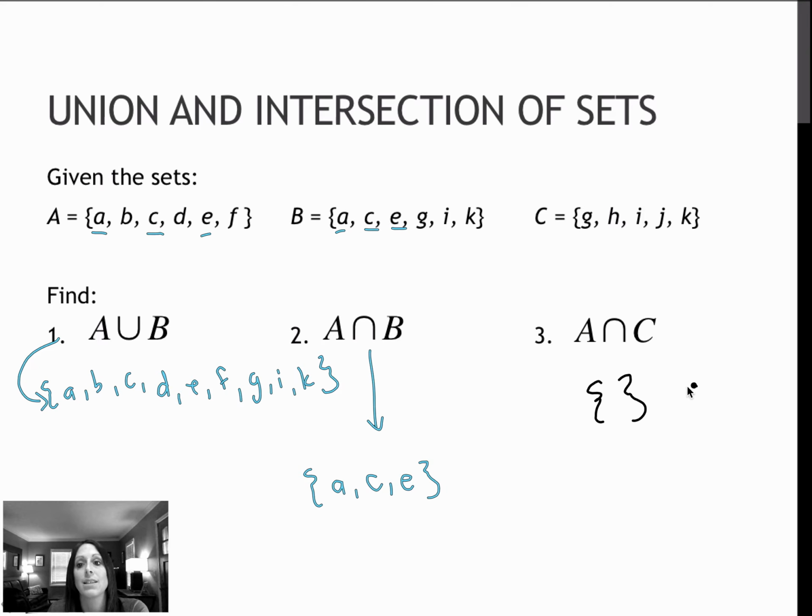So you can draw it like that. Some people also do this, which means empty set. Typically we do this. If I were to draw my Venn diagram, there would be no overlap of those two circles. It would look like this. There's nothing that those two have in common.